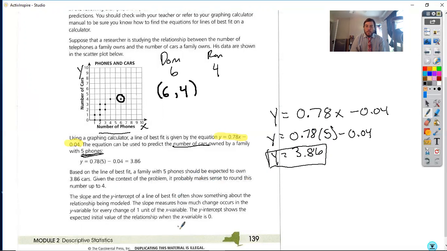So the slope and y-intercept of a line of best fit often shows something about the relationship being modeled. The slope measures how much change occurs in the y variable for every 1 unit of the x variable, right?